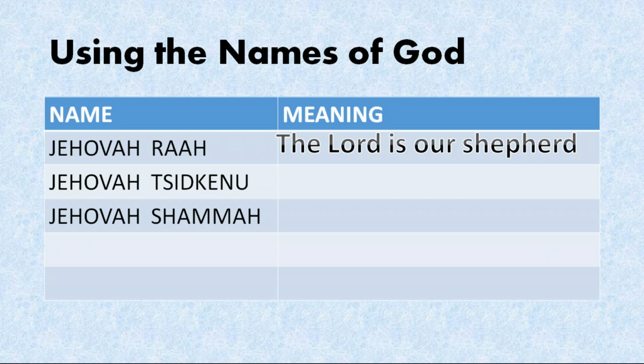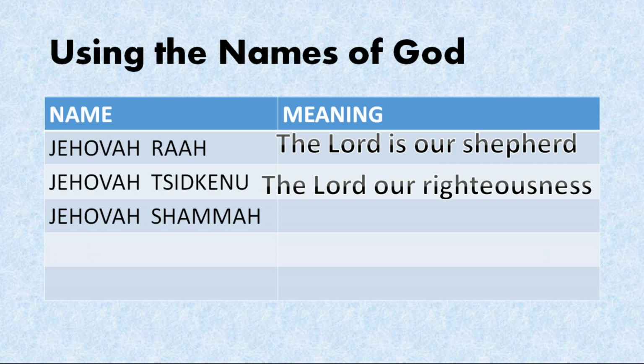And this is what Jehovah Ra does for the believer. He leads us in green pastures. In other words, there is going to be nourishment. There is going to be sustenance for us. He leads us beside the quiet waters. That is going to be refreshment. That is a place of rest and recuperation. That is what Jehovah Ra entails in part.